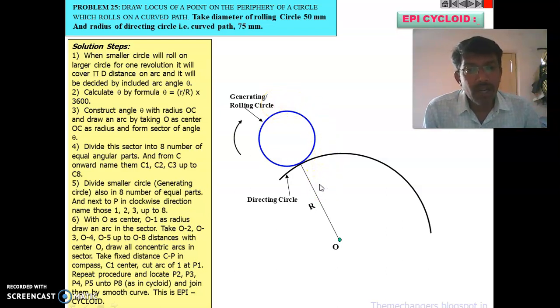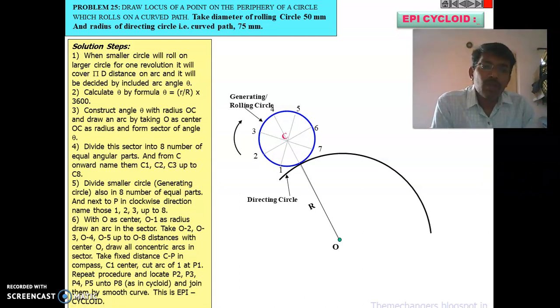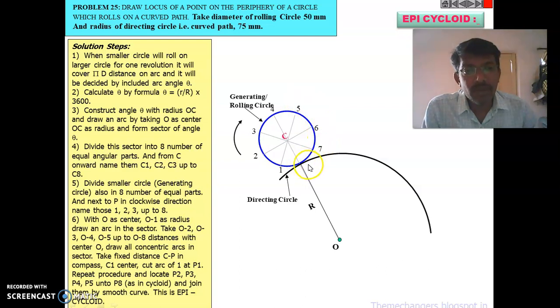After that, extend the line here such that this circle is divided into 2 equal parts. Next, with center point C, divide this circle into 8 equal parts. After making 8 equal parts, give the numbering 1, 2, 3, 4, 5, 6, 7, and this point is P.